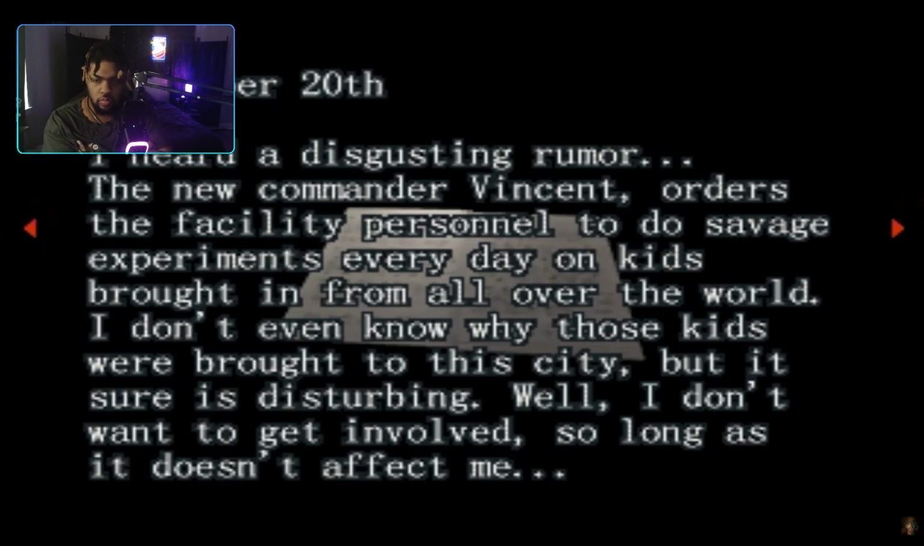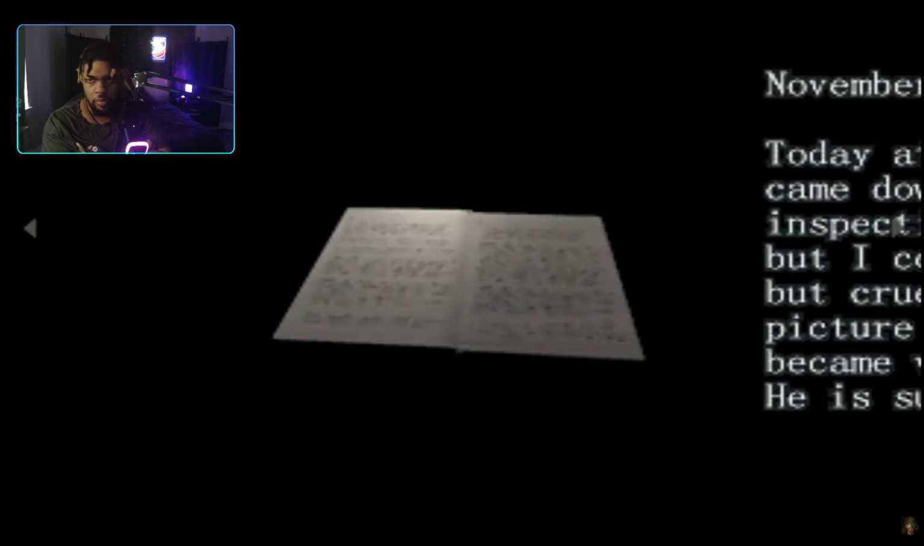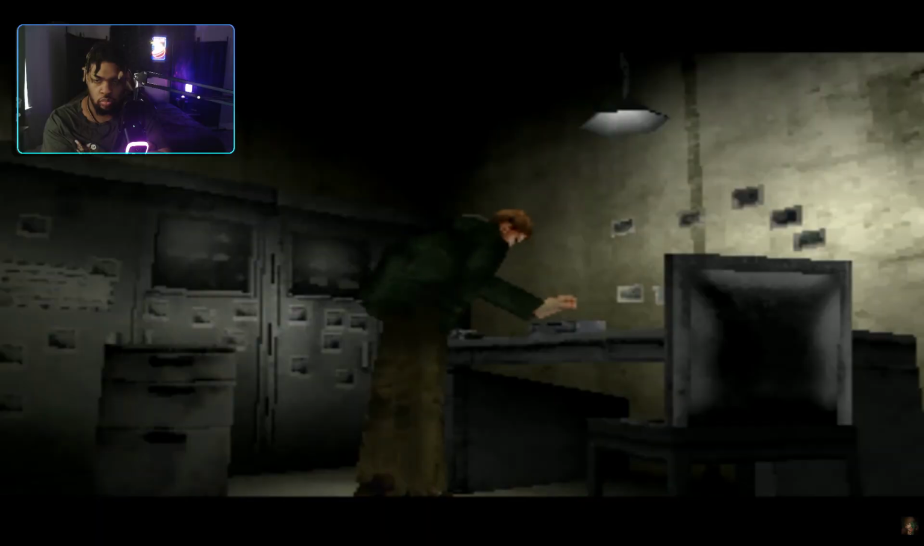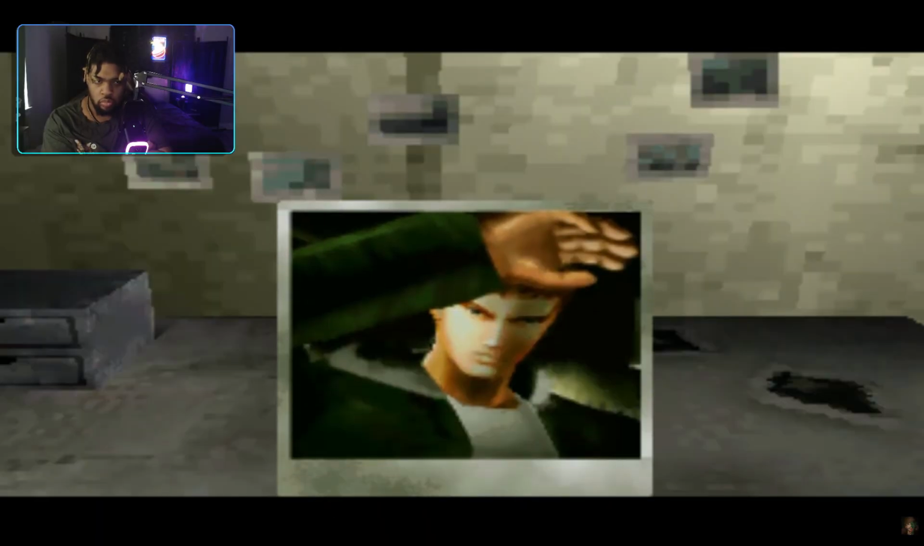10 days after the destruction of Raccoon City, Andy wrote about a terrible accident happening on the surface. He didn't know the details, but he'd heard that Commander Vincent had done something extremely cruel. Then on November 9th, Commander Vincent went down to the sewers to carry out an inspection, and Andy writes how he saw cruelty in him. Andy thought this was a good time to take a photo of the guy, and Vincent became angry. Vincent picks up the photo Andy wrote about, and sure enough, it's him. I guess there's no doubt that he is indeed Vincent.